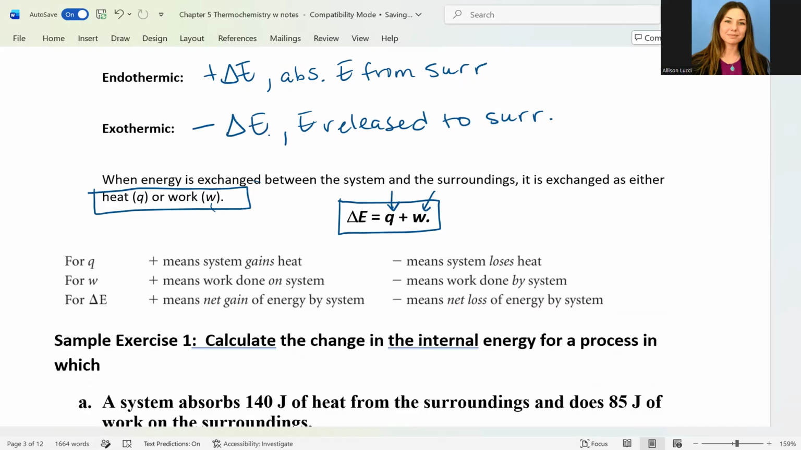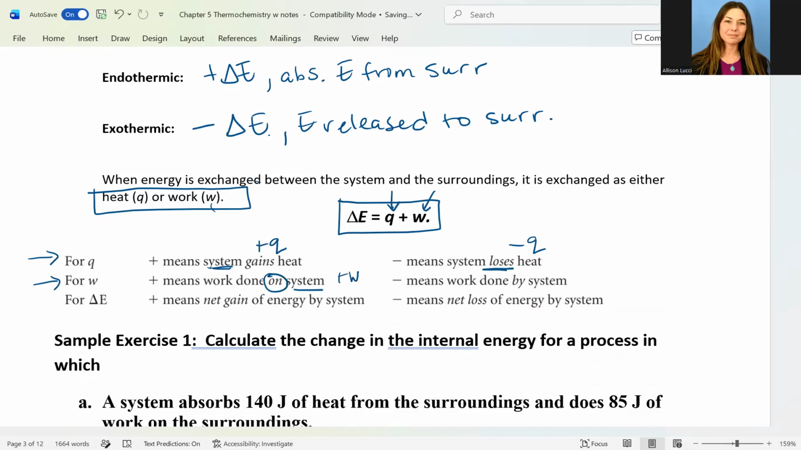So when we talk about Q specifically, this top line here, when our system gains heat, that's going to be a positive Q. And then when our system loses heat, we would say that's a negative Q. Same thing with W here. We always reference our system. So when work is done on our system, that's going to be positive W.